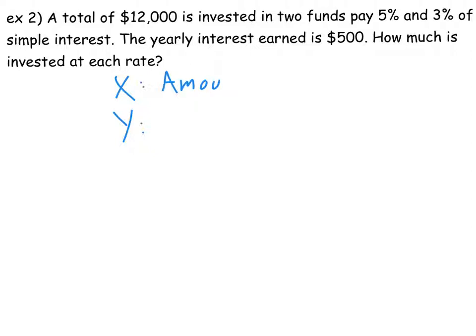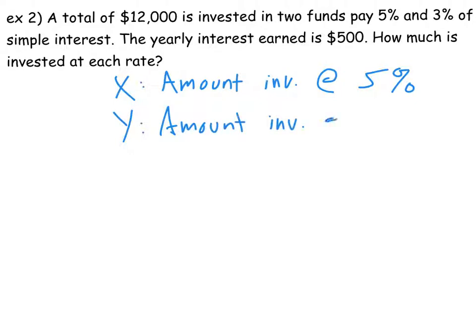I'm going to say that my x variable was the amount invested at 5%, which would therefore make y the amount invested at 3%. Okay, some problems may define your variables for you, if it's a word problem, others may not. If they don't, it is important that you do.